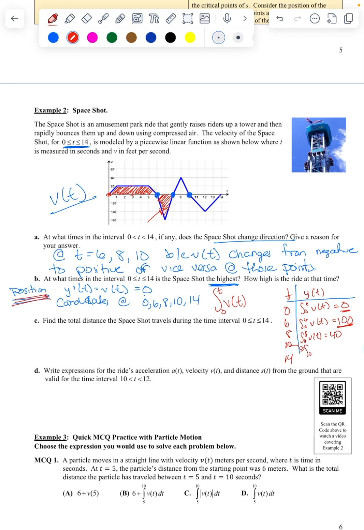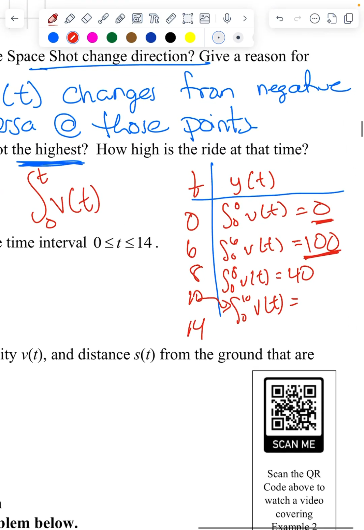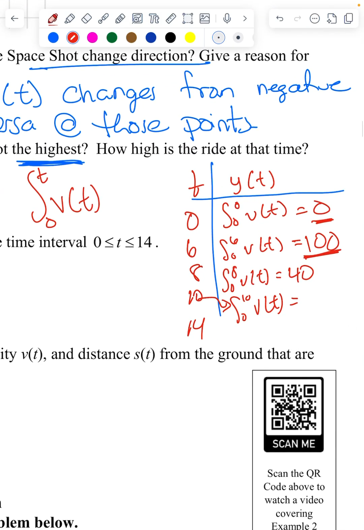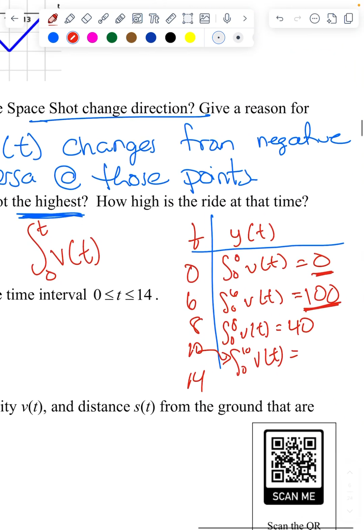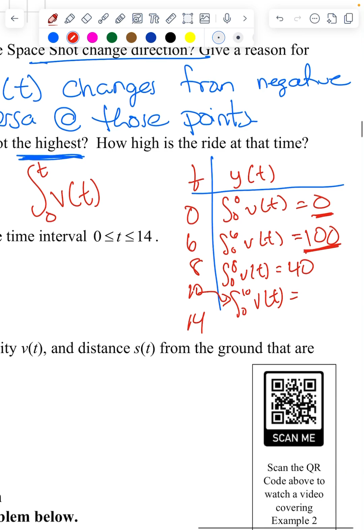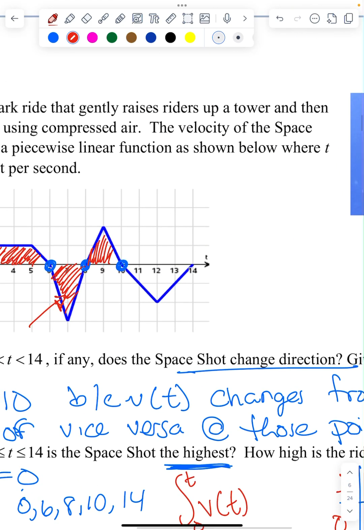All right, and then moving on from 0 to 10. Sorry for the space. I know that we don't have much. From 0 to 10, so now that we have up to 8 is 40, now we're just going to add that because it's above the x-axis. And that's another triangle of 40, which gives us a position of 80. And then the last one from 0 to 14, well, again, we have up to 10 is 80.